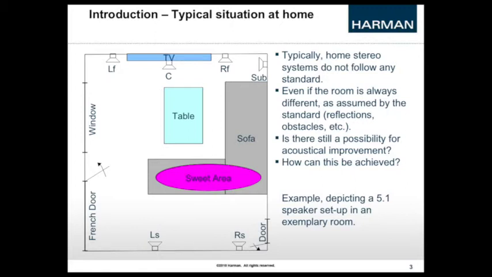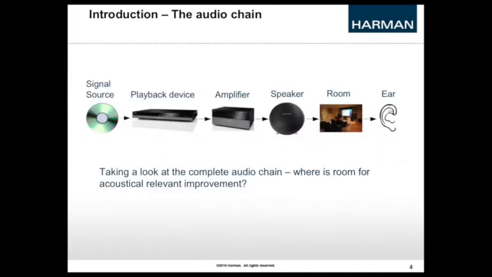So the problem is now, do we have possibilities to improve the acoustical quality in, let's say, any unknown room, and predict, for example, a standardized 5.1 setup? And I would like to answer this question in this tutorial, and want to give an answer also how this can be achieved.